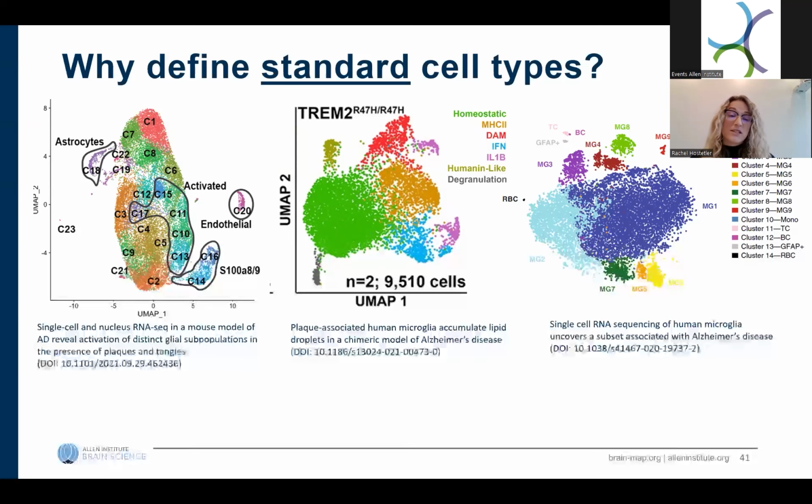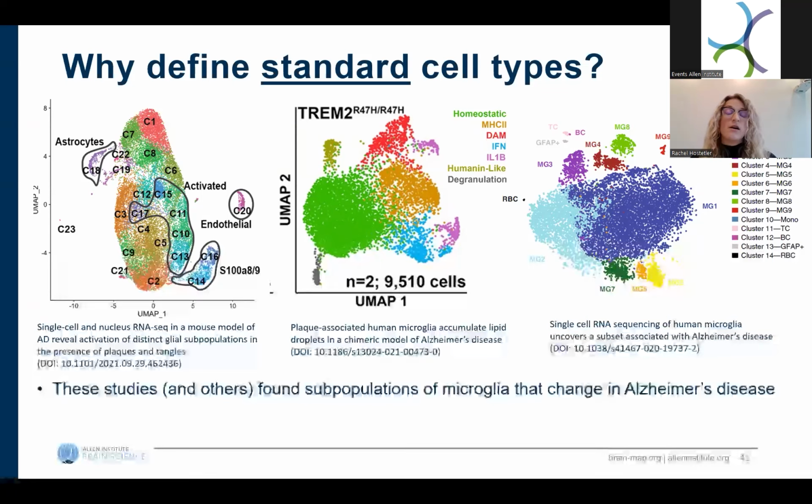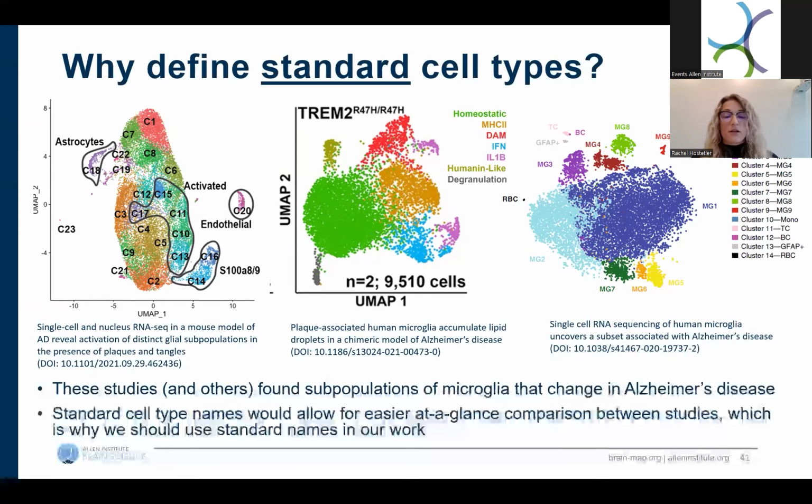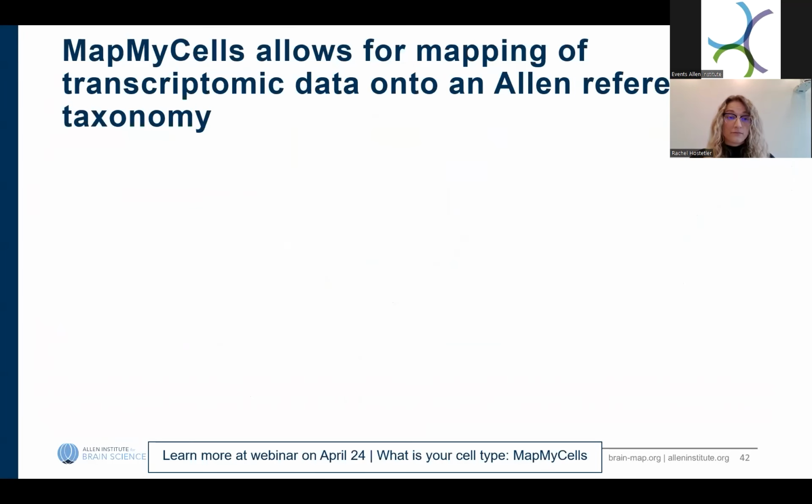However, right now, it's not easy to see if the same microglial populations are changing in these 3 different studies or if they're different microglial populations, because right now we do not have a standard definition of microglia group 1, microglia group 2, and so on. And so if by doing all this work, we can come up with standard cell type names for our different cell types, then we will be able to compare our results from different experiments more easily and more accurately.